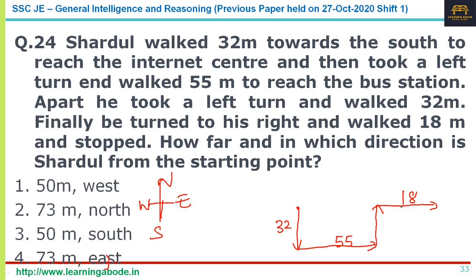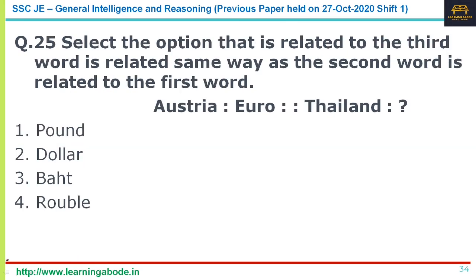Now question number 25, meaning based analogy. The question is about the currency. Euro is the currency for Austria. It's answer option 3. That's the answer for question number 25.